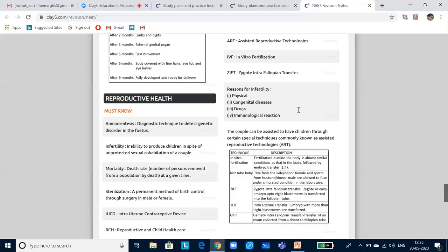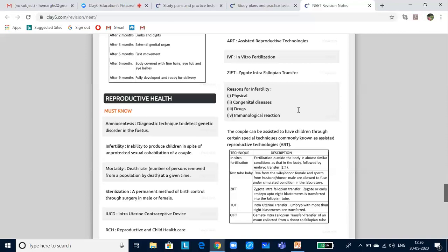Intracytoplasmic sperm injection, or ICSI, is a method in which the sperm is directly injected into the ovum to form an embryo in the laboratory, and then the embryo transfer is carried out. Now, artificial insemination is a method in which semen is collected from the husband or a healthy donor and artificially introduced into the vagina or into the uterus. This method is used in cases where infertility is due to the inability of the male partner to inseminate the female or due to a very low sperm count in the ejaculate.